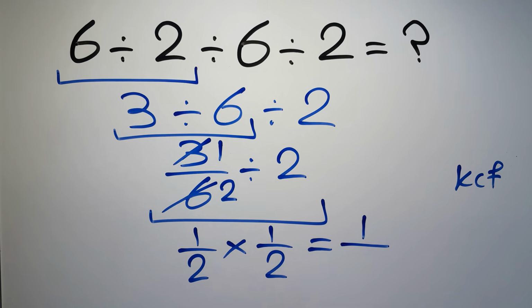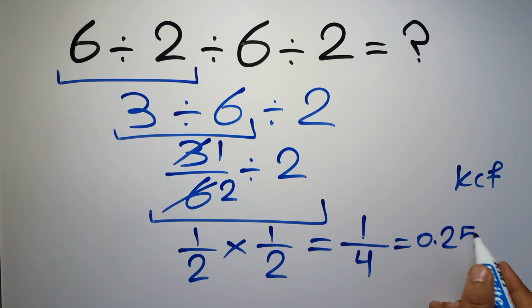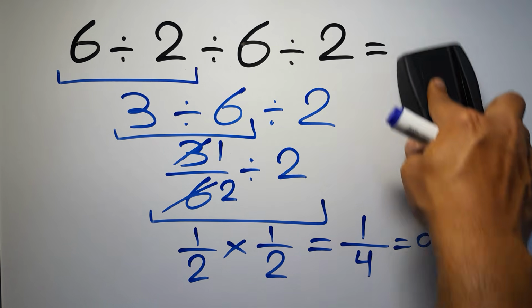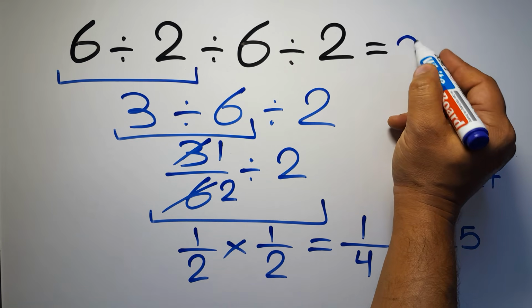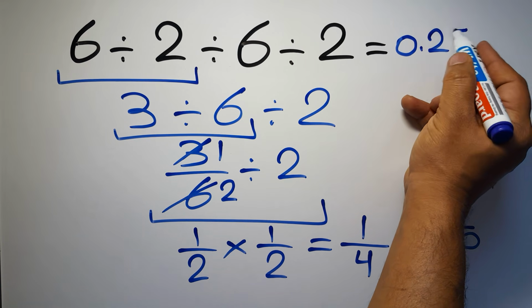So 1 over 2 times 2 equals 4. So 1 over 4 or 0.25. And this is our final answer to this problem. The correct answer is 0.25.